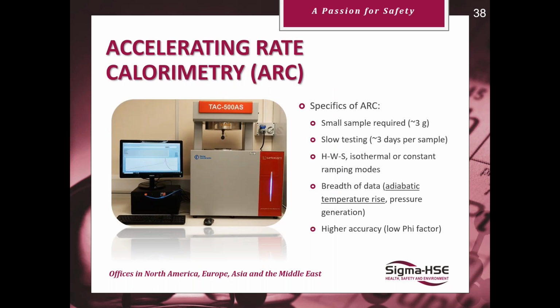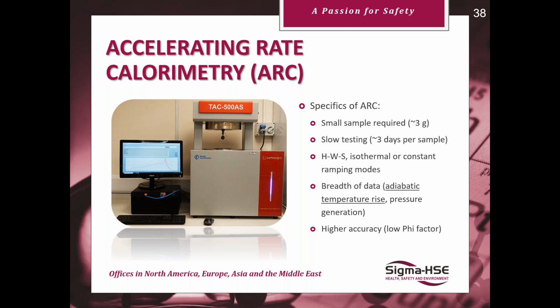Our next instrument is the accelerating rate calorimetry. For this one, it's a relatively small amount of sample, which is good. So 3 to 5 grams in a metallic bomb. We've got different grades of bomb we can use depending on the requirement. This is a slow test. It takes about 3 days.